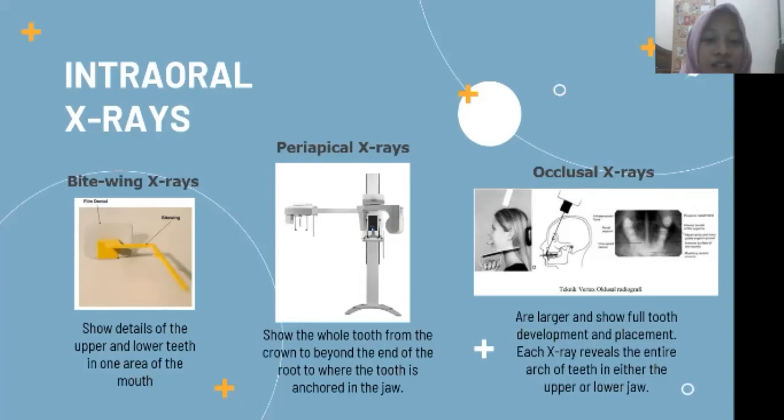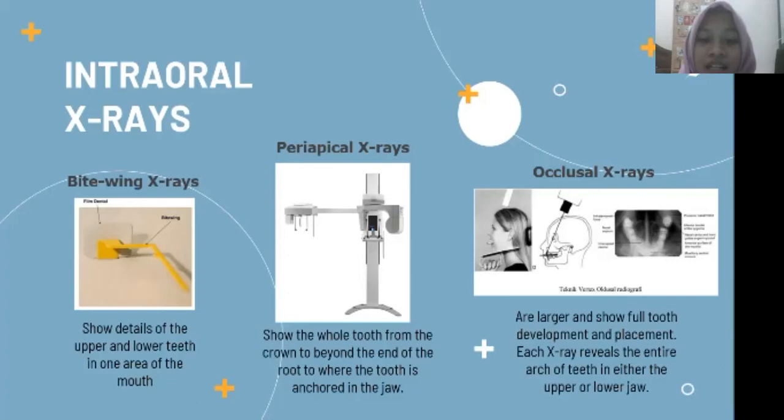There are several types of intraoral X-ray. As you can see in the slide, there are three types of intraoral X-ray. First, bite-wing X-rays. Bite-wing X-rays show details of the upper and lower teeth in one area of the mouth. Bite-wing X-rays are used to detect decay between teeth and change in bone density caused by gum disease.